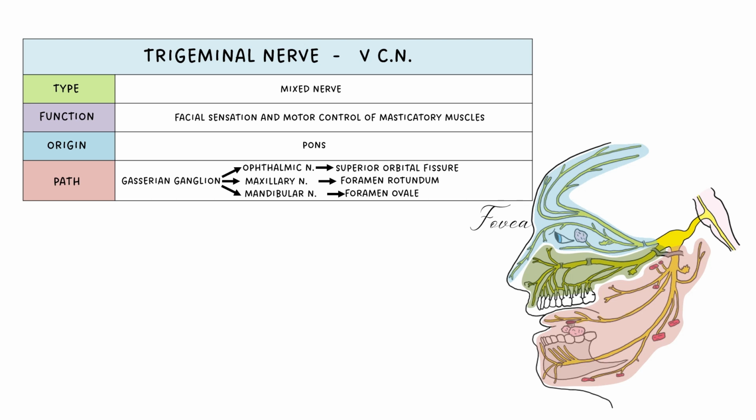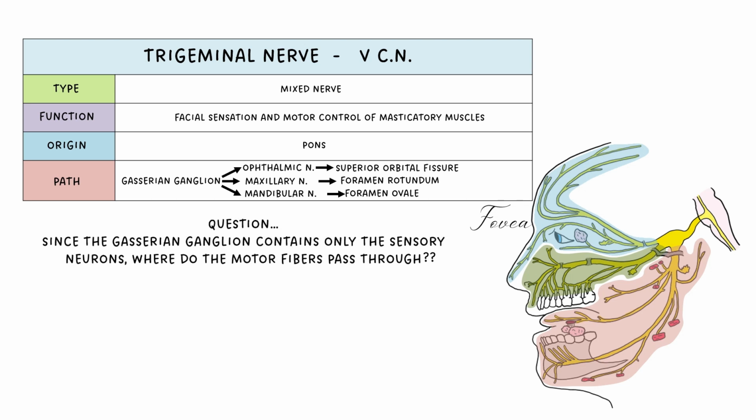So, all these are afferent components that go from the periphery to the Gasserian ganglion and then to the pons, except for the motor component of the mandibular branch, which goes from the center to the periphery. Since the Gasserian ganglion contains only the cell bodies of sensory neurons that transmit information about touch, pain, temperature, and proprioception from the three branches of the trigeminal nerve, where do the motor fibers in the mandibular branch pass through?